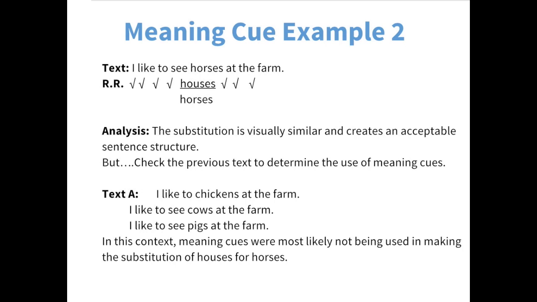In this second example for the same sentence, I like to see horses at the farm, if the student read, I like to see houses at the farm, the substitution is visually similar and there is an acceptable language structure. However, it's questionable if meaning cues were being used. Check the previous text to determine the use of meaning cues. If the prior text says, I like to see chickens at the farm, I like to see cows at the farm, I like to see pigs at the farm, then most likely meaning cues were not used in making the substitution of houses for horses, as the story up to the point of error is all about animals. There's no mention of houses.